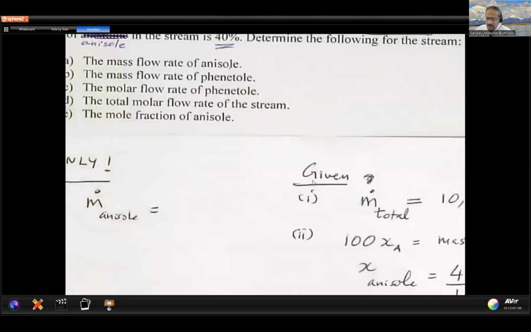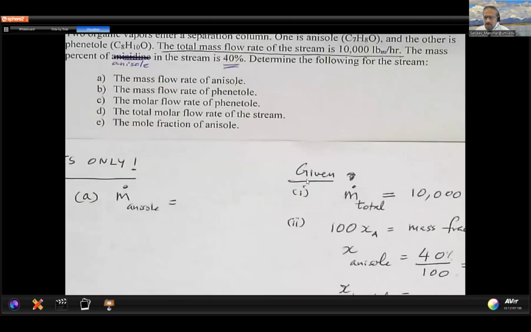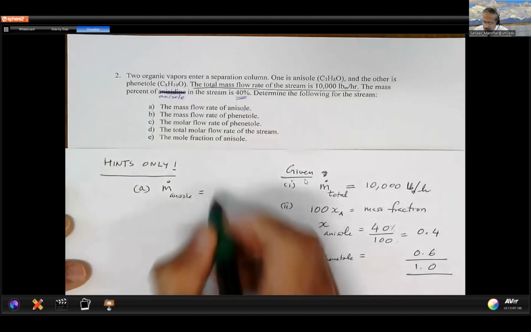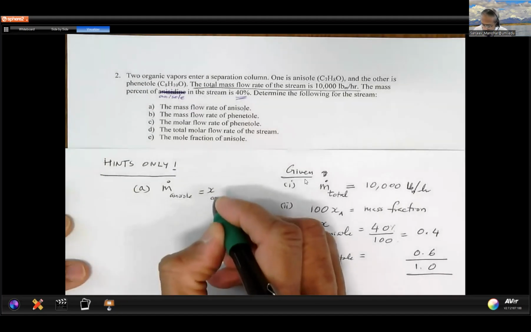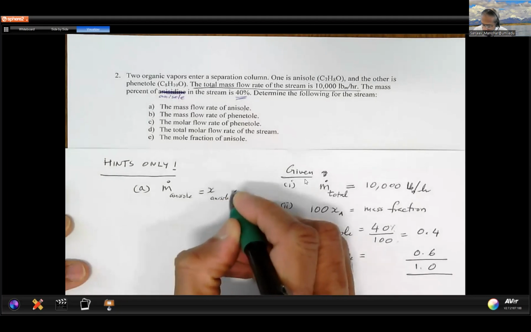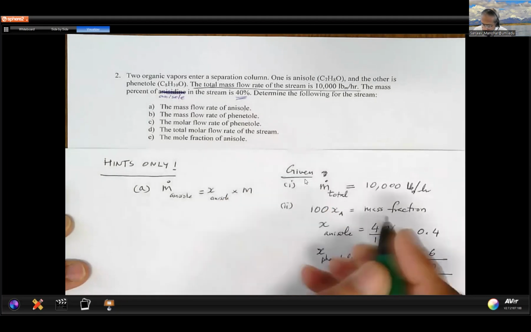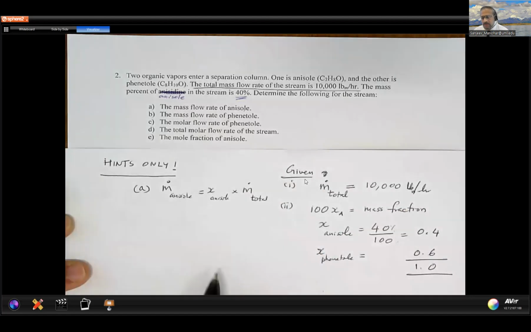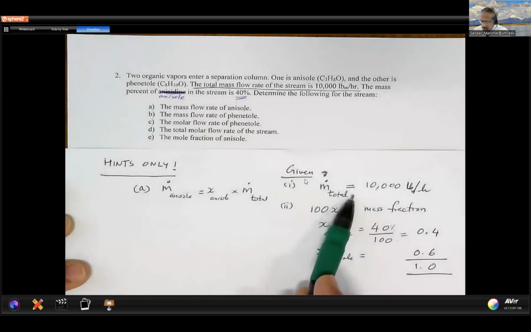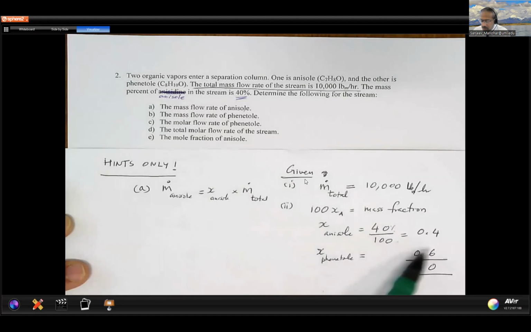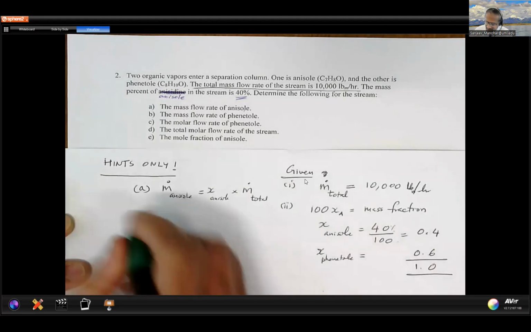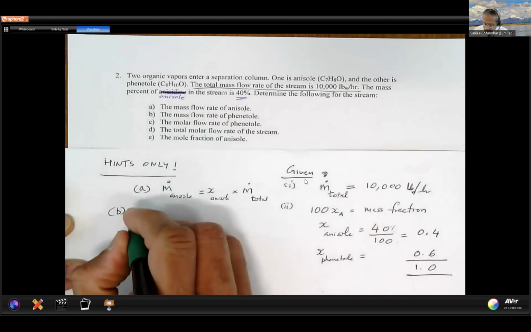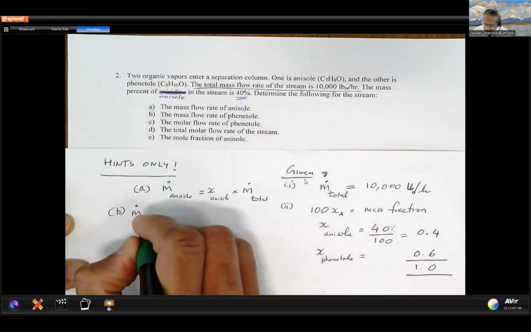So if you go back to this, we make it smaller. So X is given, so X times M total, right? So M total is given, here it is. X is 0.4, you got it, right? So let's go to B. Mass flow rate of phenetol. Mass flow rate of.